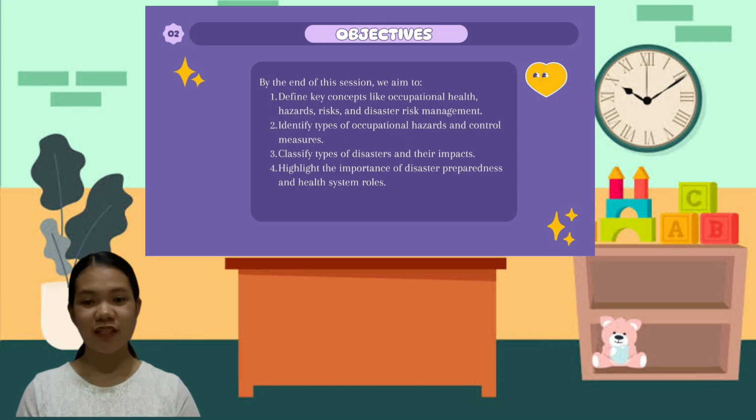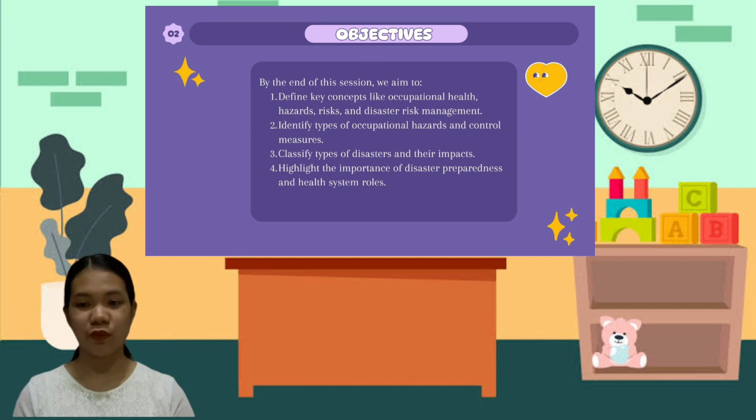By the end of this session, we aim to, first, define key concepts like occupational health, hazards, risk, and disaster risk management. Second, identify types of occupational hazards and control measures. Third, classify types of disasters and their impacts. And lastly, highlight the importance of disaster preparedness and health system roles.